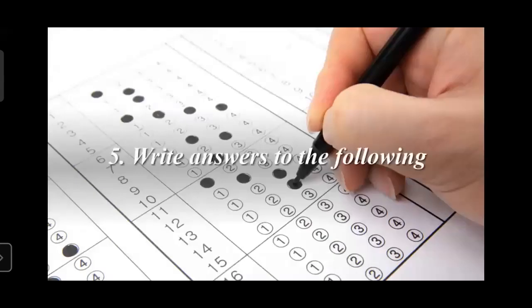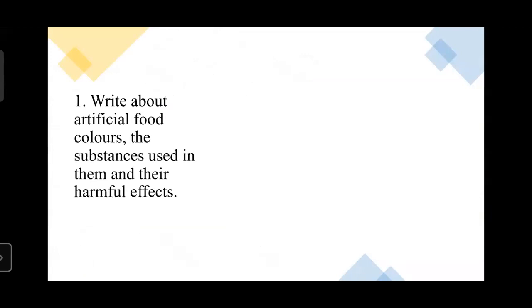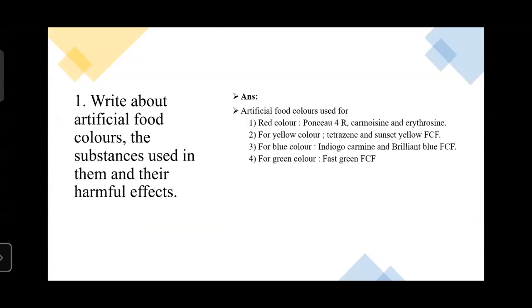Next question. Write answers to the following. First, write about artificial food color, the substances used in them, and their harmful effects. Answer. Artificial food colors are used for red color, yellow color, blue color, and also for green color.